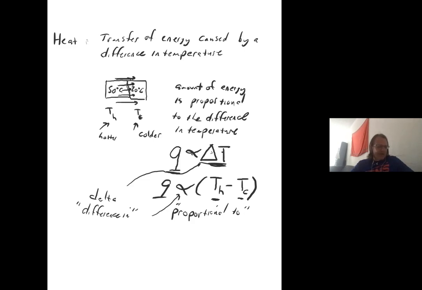So again, if this was 21 and this were 20, that would maybe be a small amount of heat, right? That's not very much. But if this was 100 and this was negative 20, that would be a big difference, right? The difference between 100 and negative 20 is 120 degrees, okay? So that's called heat.